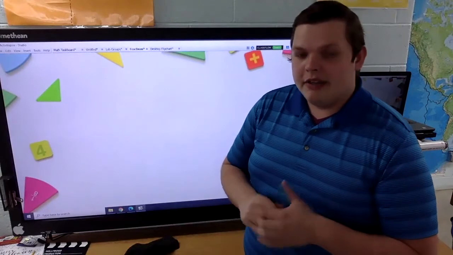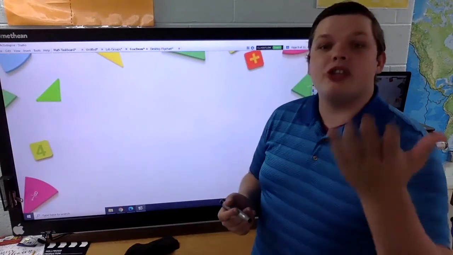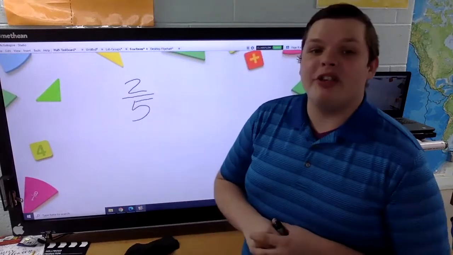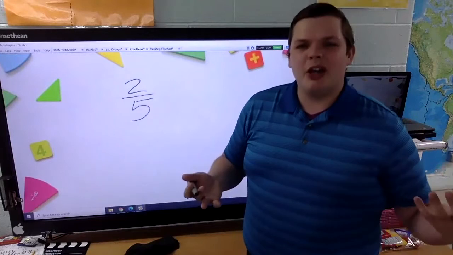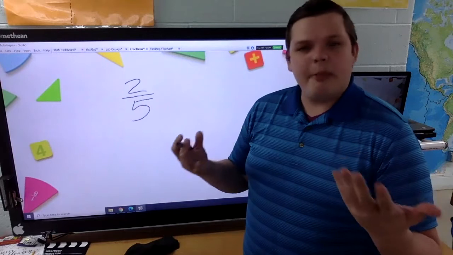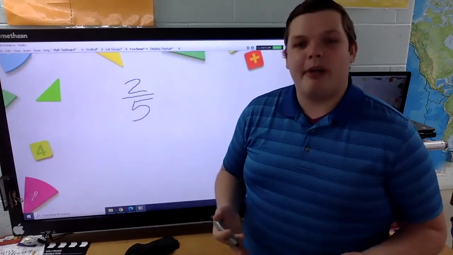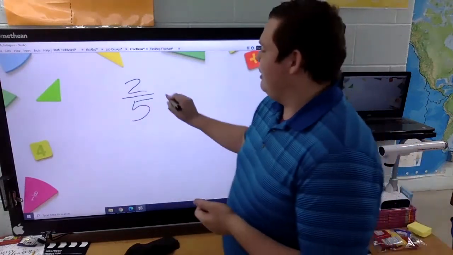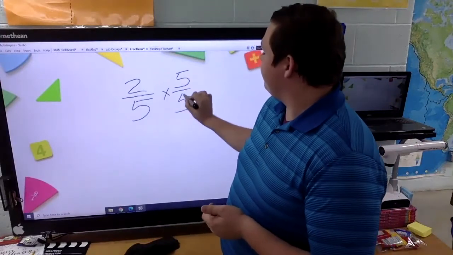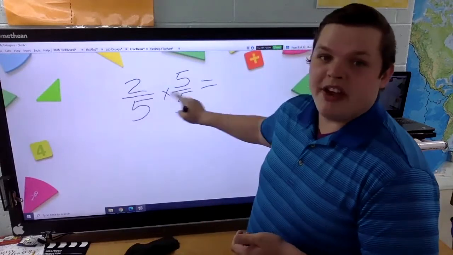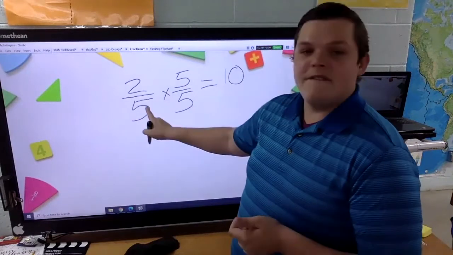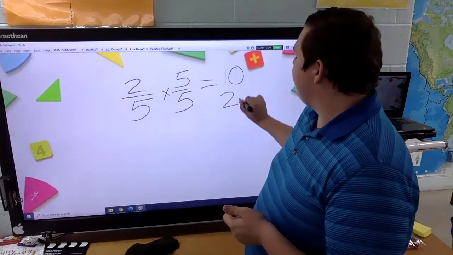This time I'm not going to draw, but let's take the fraction 2/5. We have 2 pieces. We need 5 total to make a whole. Okay? Let's make an equivalent fraction. I know my 5 facts, so I'm going to multiply them each times 5. Whatever I do on the top, I've got to do on the bottom. 2 times 5, just multiply across. 2 times 5 is 10. 5 times 5 is 25.